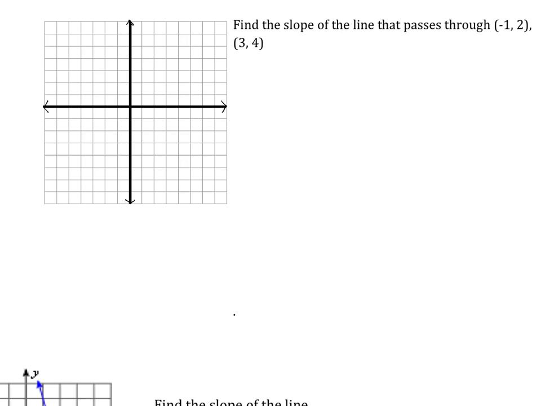Okay, on our next example, it says find the slope of a line. Make sure you're using cups on these. So right away I should be thinking, oh, my answer needs to be a slope that passes through the points -1, 2 and 3, 4.